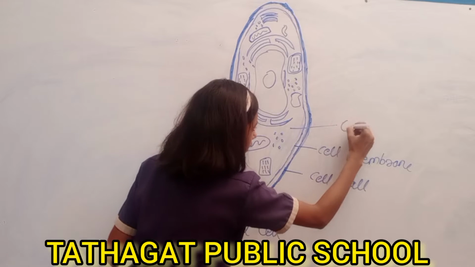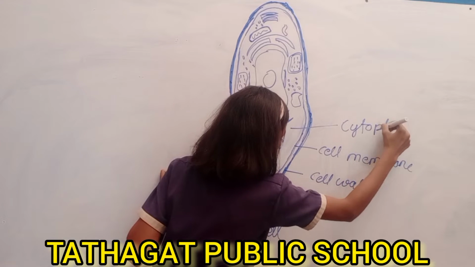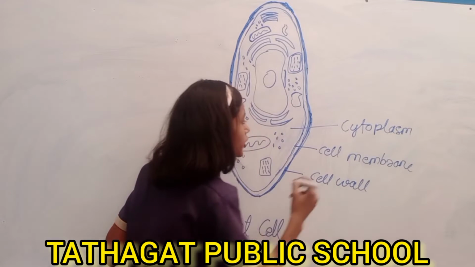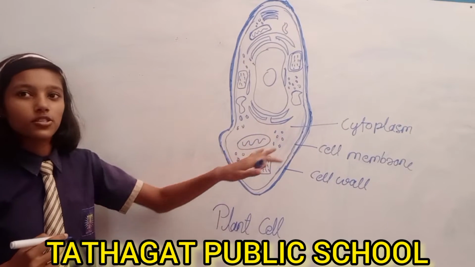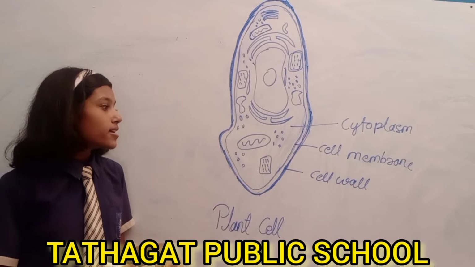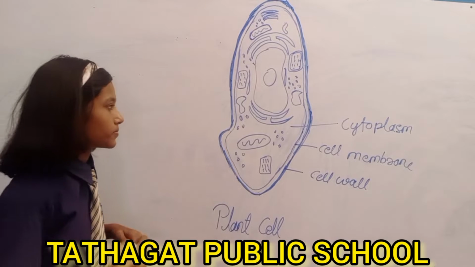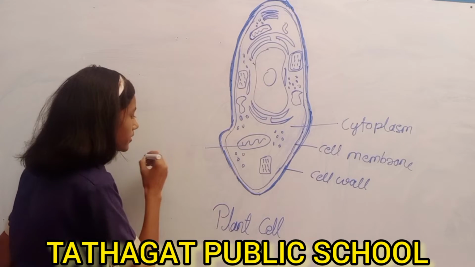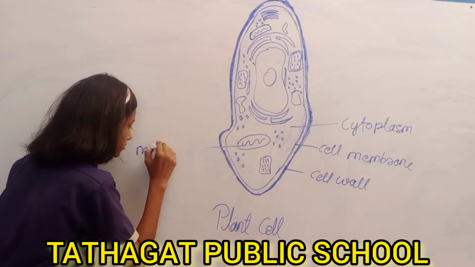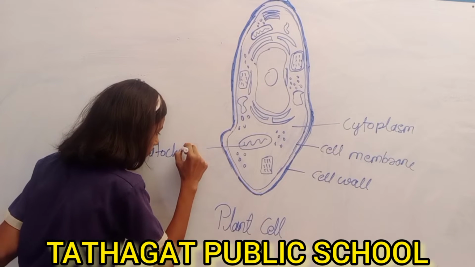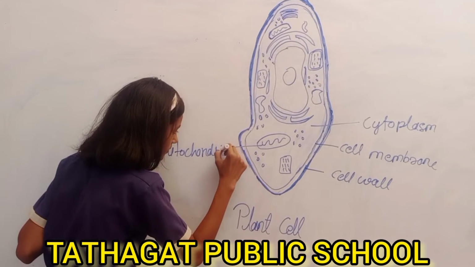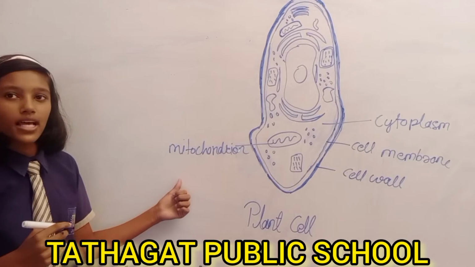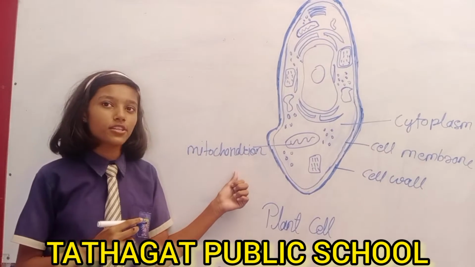This is the cytoplasm. Cytoplasm is a jelly-like fluid which occupies space between the cell membrane and nucleus. This is the mitochondria. Mitochondria is the cell powerhouse which provides the energy for the cell.